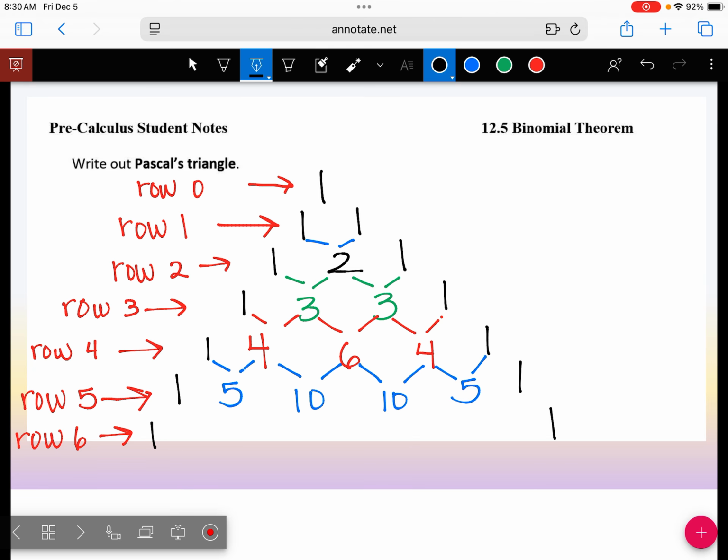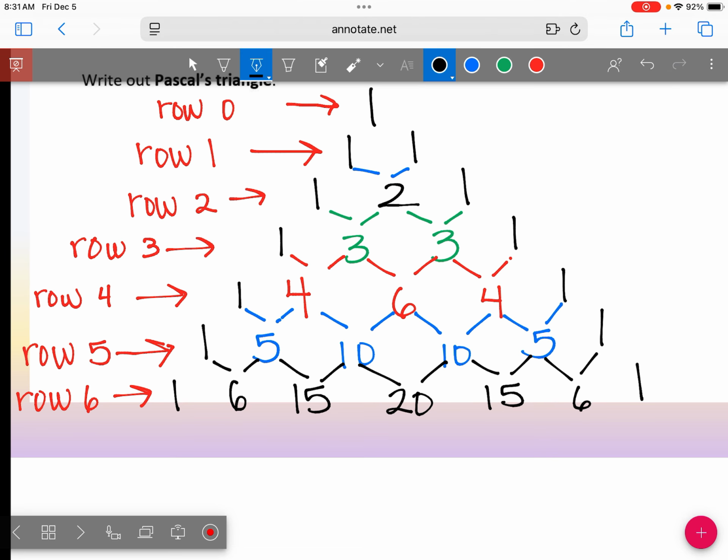All right, so second number, what did you get for your second number? 6. So it should match the row number, right? So second number is 6. Then here, 5 plus 10 is 15. And then we do 10 plus 10, which is 20. And then you notice that it's symmetrical. So once I hit that middle, the other side is going to be symmetrical to the left. So that means I already know that my next number is going to be a 15, and this number will be a 6. All right, last row, do row 7 by yourself, and then we'll end there.